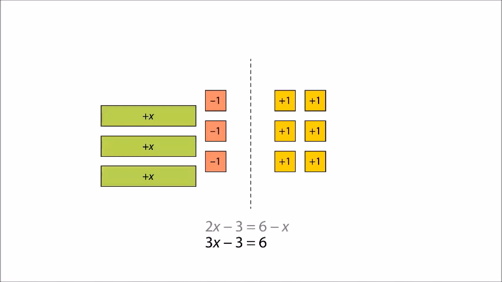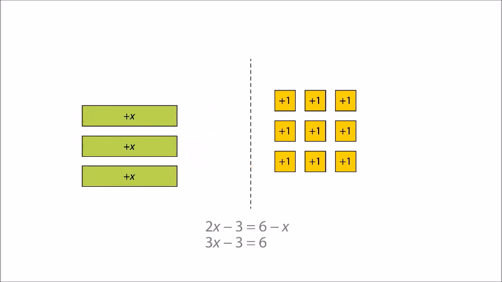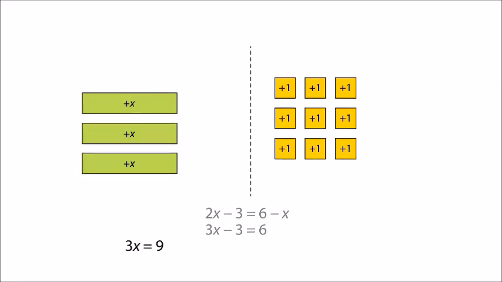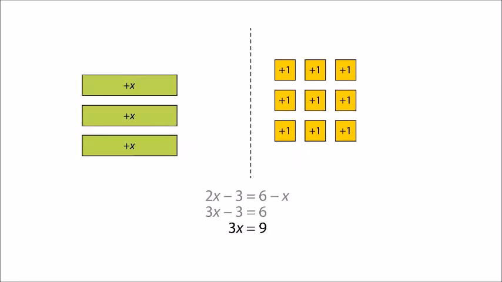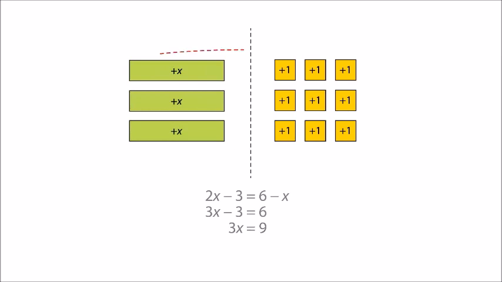0 pairs can also be created on the left-hand side by adding 3 yellow 1 tiles to both sides. The 0 pairs can be equated to 0 and removed. This gives the new equation 3x equals 9. The final step is to arrange the tiles into 3 equal groups, 3 being the number of x's, showing a solution of x equals 3.